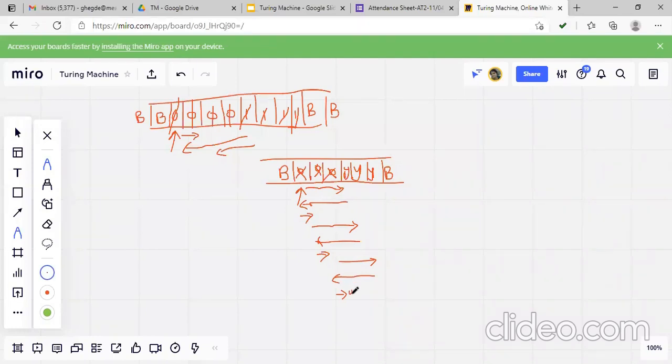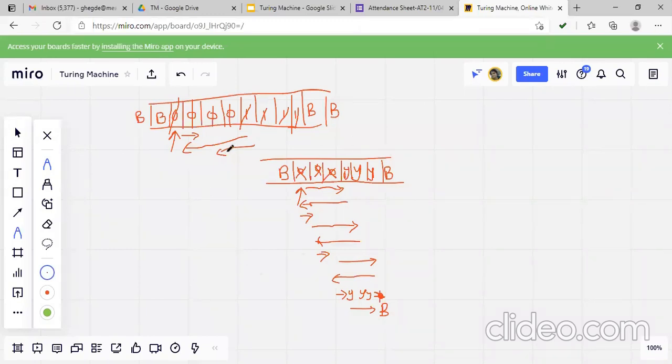So what should we do now? We have to move right and we have to check ki saare y hi hain na, kuch aur to nahi, yahan pe 0 ya 1 to nahi hai na. We have to check this. Okay, we have to just see that everything is y and it is reaching blank. If it reaches blank, then it is right. That is, number of zeros are equal to number of ones.